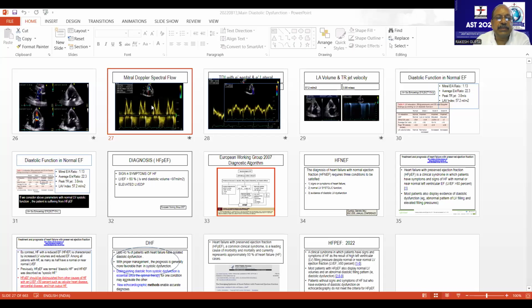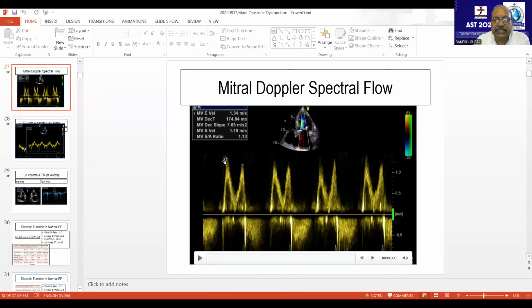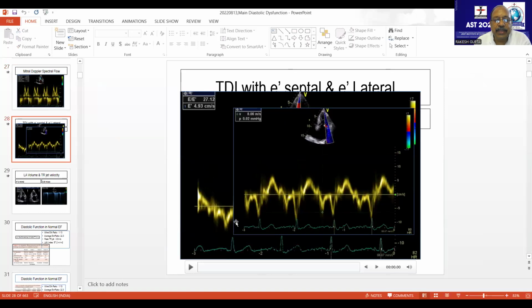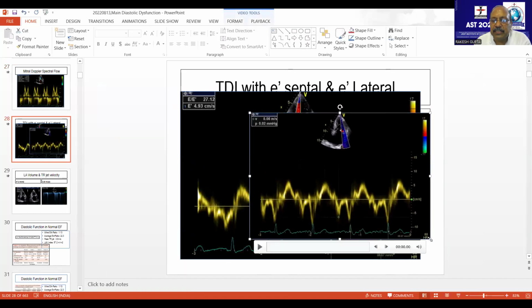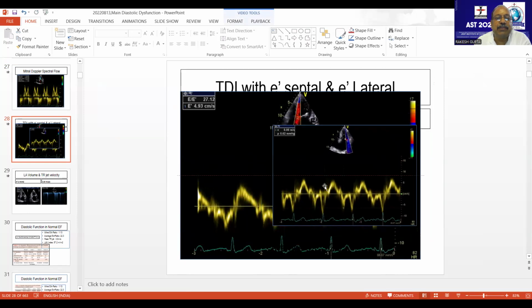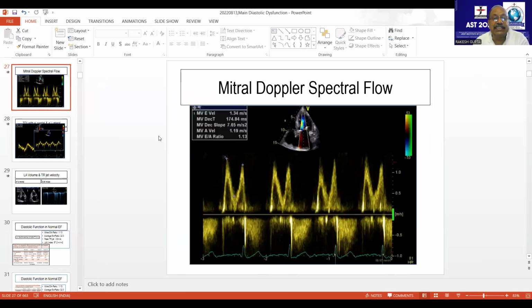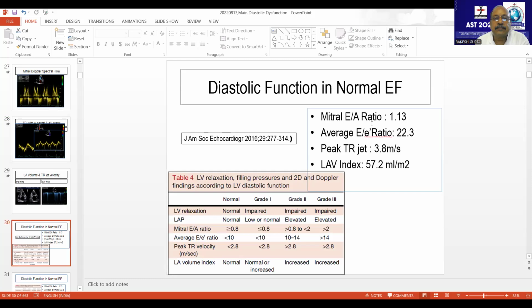All right. Now you can see my slides. This is what the E wave is, correct? The next slide shows E prime septal and E prime lateral. If my E prime septal is, suppose, 7, and E prime lateral is again 7, then 7 plus 7 divided by 2 would be 7. And then divide 1.34 by 7, and that is what you will get as E prime average. Clear?